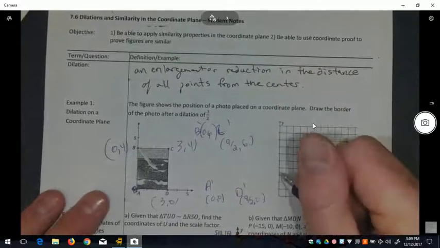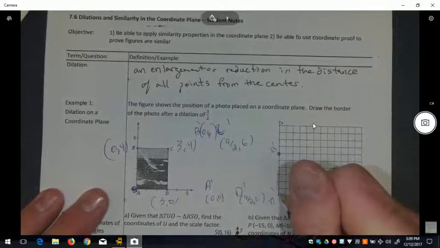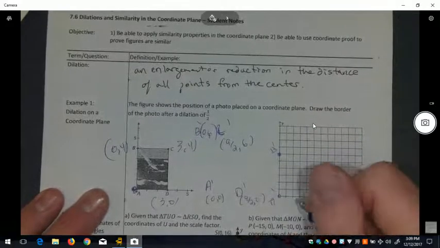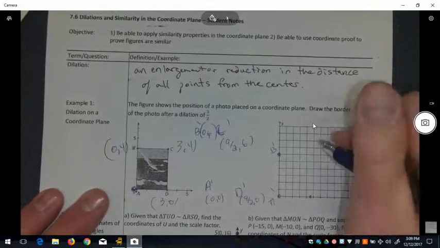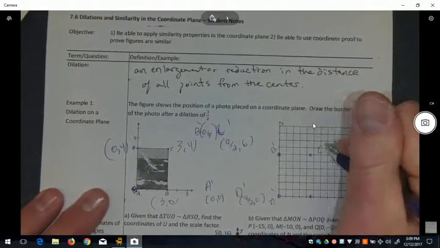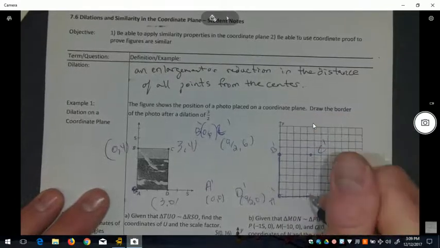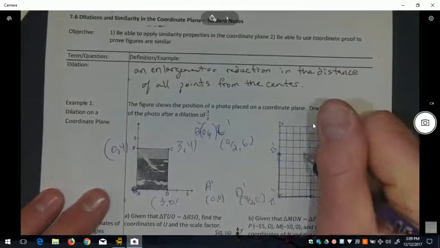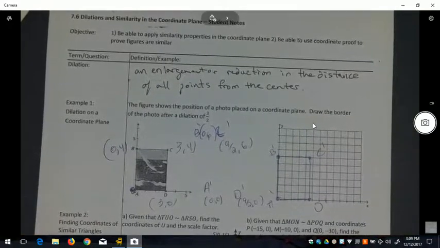So 1, 2, 3, 4, 5, 6. 0, 6 is B prime. A prime still at 0, 0. D prime at 1, 2, 3, 4 and a half, that's 9 halves, 0, and then 9 halves, 6 for C prime. So there is what it would look like in the coordinate plane, just the border of it.